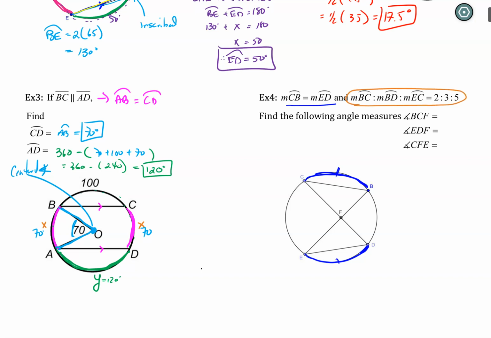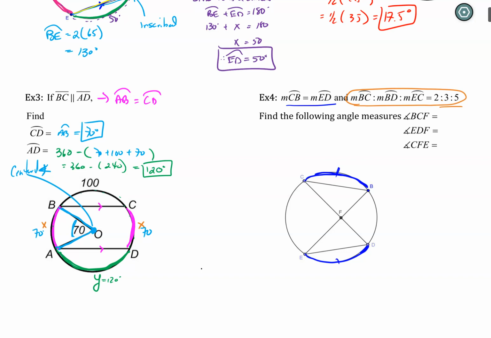So again, remember the ratio they write here is in the order that they stated here. So arc BC to arc BD to arc EC has a ratio of 2 to 3 to 5. So what I'm going to do here is place an X next to each of them. We've done this in algebra when we're looking at the ratio, maybe a comparison of numbers, something like that, set them equal to a total.